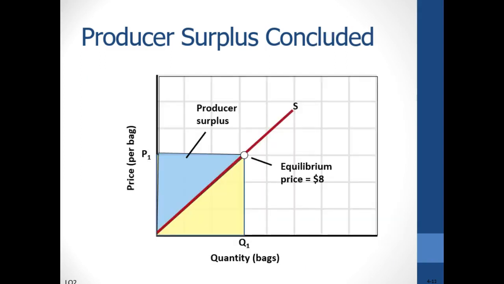Producer surplus is shown as the blue triangle in this graph and is the difference between the actual price producers receive for a product, here it's $8, and the lower minimum payments they are willing to accept. For quantity Q1, producers receive the sum of the amounts represented by the blue triangle plus the yellow area. Because they only need to receive the amount shown by the yellow area to produce Q1, the blue triangle represents producer surplus.